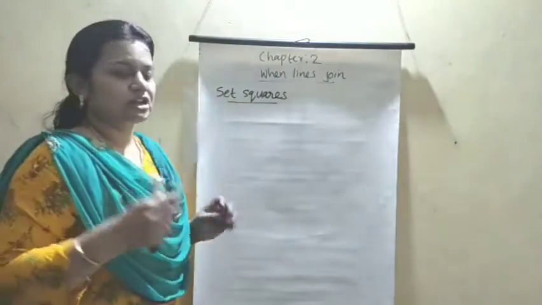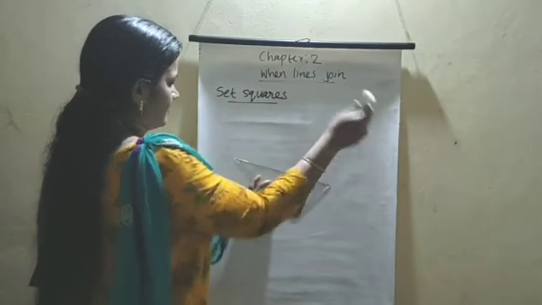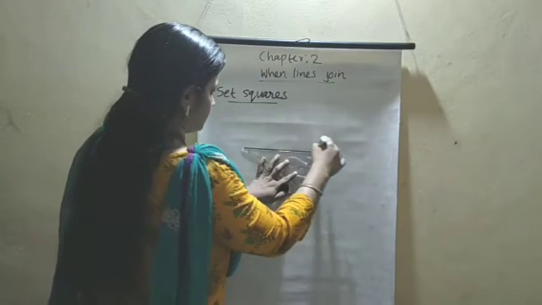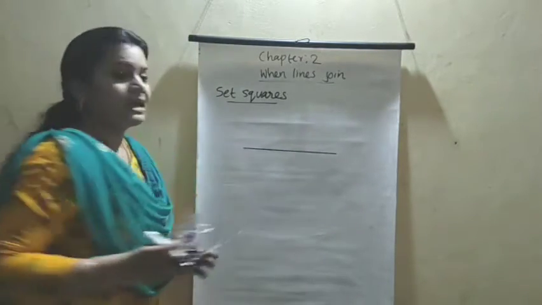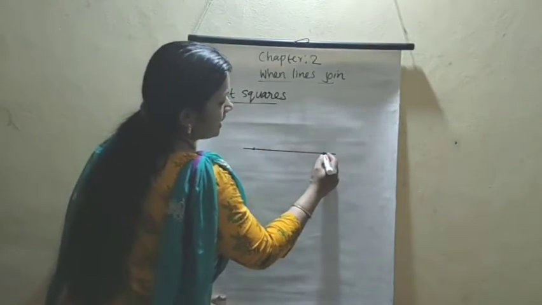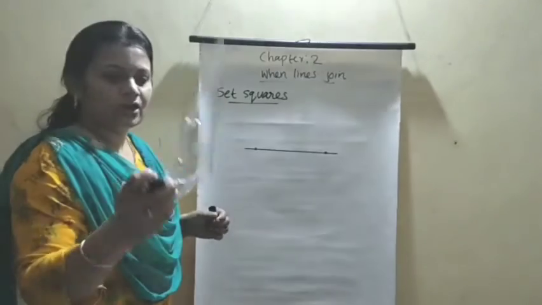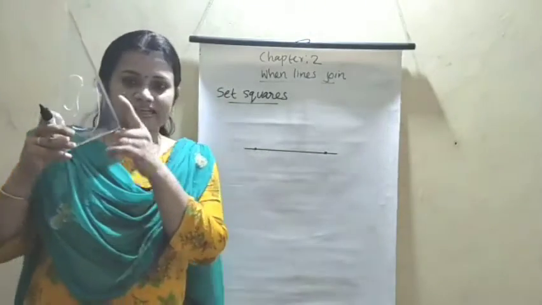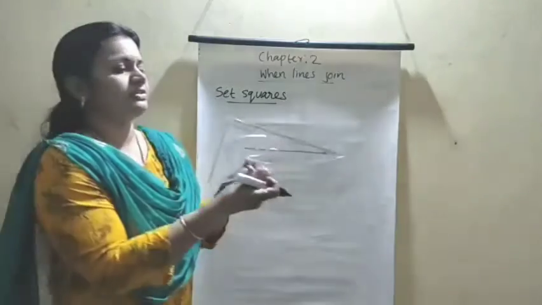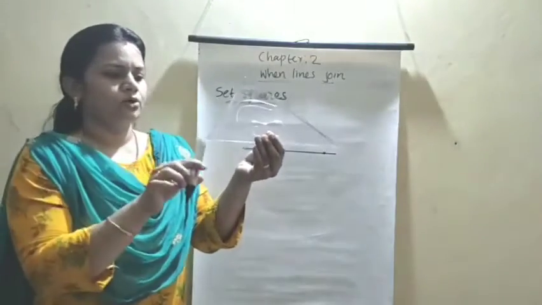Using this set square, first of all we draw a straight line. This is the big one. It's a straight line. Then mark one point on the left side and one point on the right side. Then using this set square, this is a vertex of the set square, a corner. How many edges does this set square have? 3 edges: 1, 2, 3.